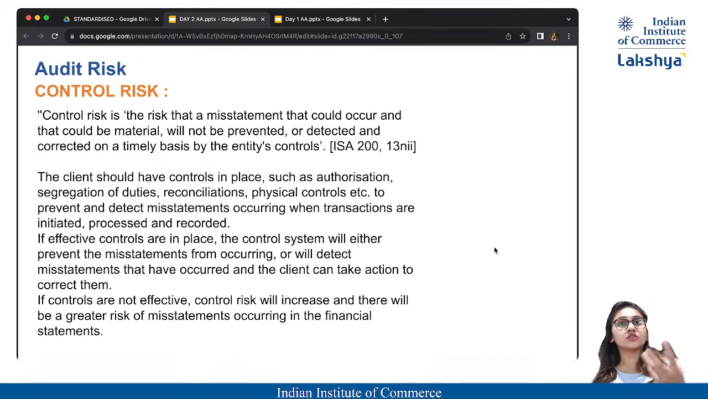The controls are not able to catch it, the controls are not able to correct it. So that is the control risk that we are facing. The client should have controls in place such as authorization, segregation of duties, reconciliations, physical controls, etc., to prevent and detect misstatements occurring when transactions are initiated, processed, or recorded. So when you have authorizations given to certain people, when you have segregation of duties, every person is responsible for their own category, so they can specialize in that category.